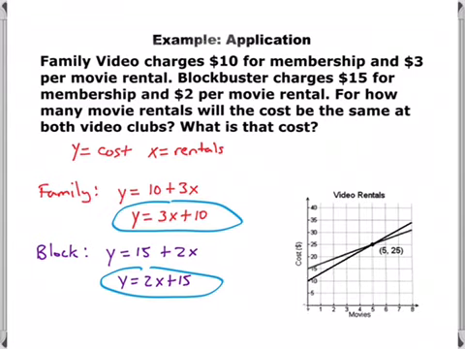And so if you graph both of these on the grid provided, you learn that your intersection point is at (5, 25), which means that for 5 movie rentals, the cost will be the same at both places, which is $25.